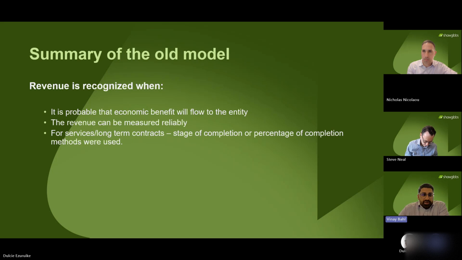So just to summarize the old model, under the old model, revenue was recognized when it was probable that economic benefit would flow to the entity and that revenue could be measured reliably. And for long-term contracts, we looked at stage of completion or percentage completion methods, and it was deemed that this approach had led to multiple interpretations, particularly when dealing with complex contracts involving multiple elements.